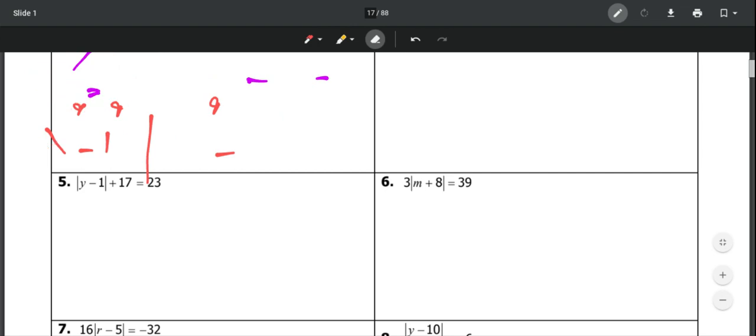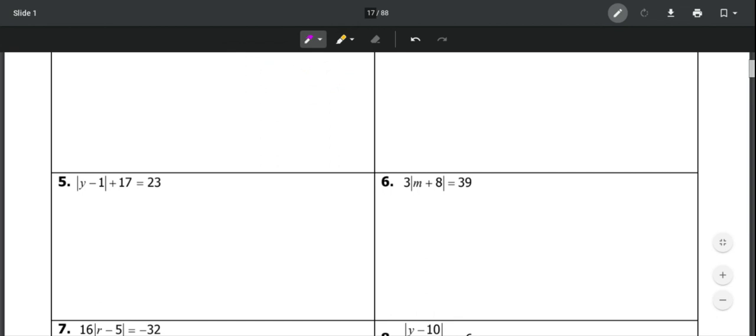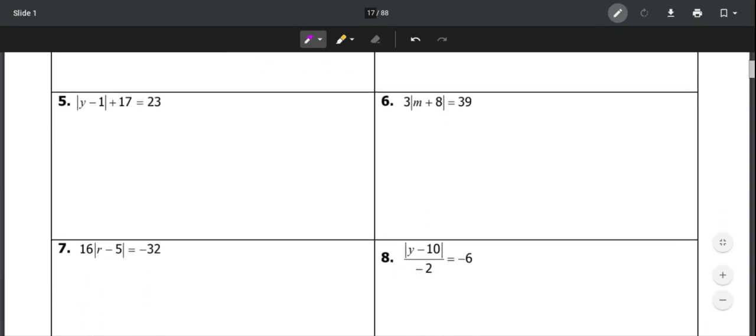All right, now that's the very simple version of it. We're going to look at some harder versions, some versions where they're not isolated. Now, look at number 5. Our first step is to isolate the absolute value. This absolute value is not isolated because of this 17. That plus 17 has to be dealt with before we can do anything else.